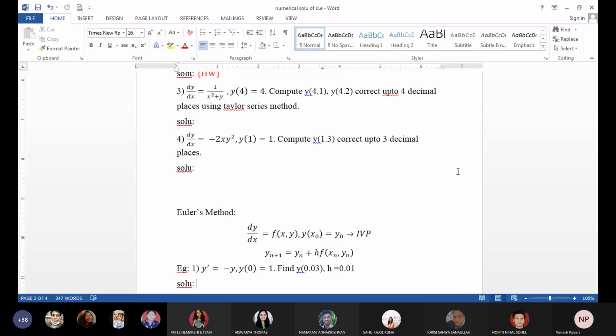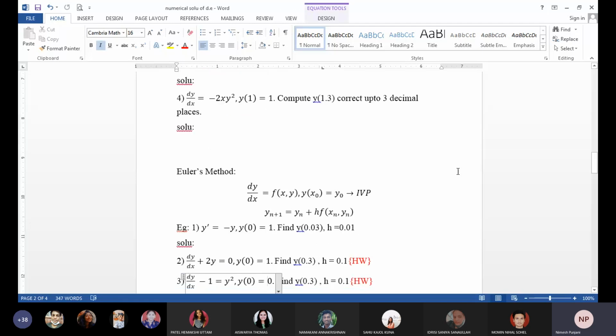Okay, so what is Euler's formula? y n plus 1 is y n plus h into f of x n comma y n. Okay, h into f of x n comma y n. This is the iterative formula. So we'll be solving one sum or maybe two sums for this.